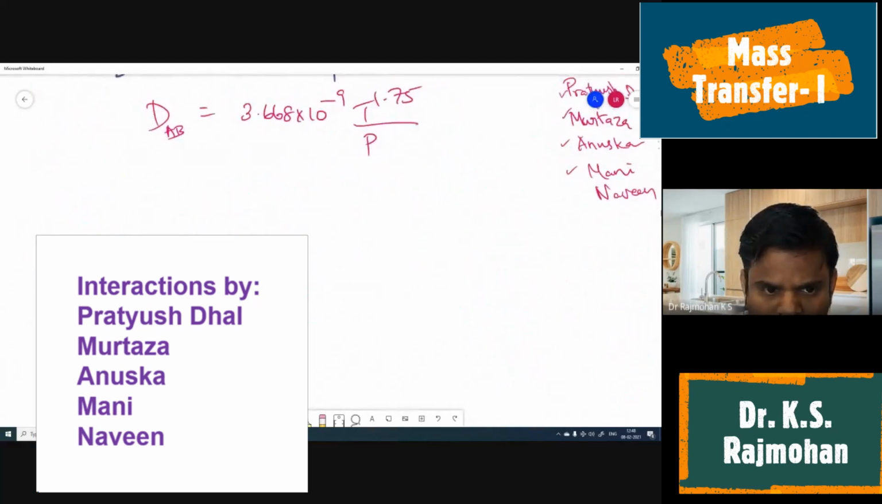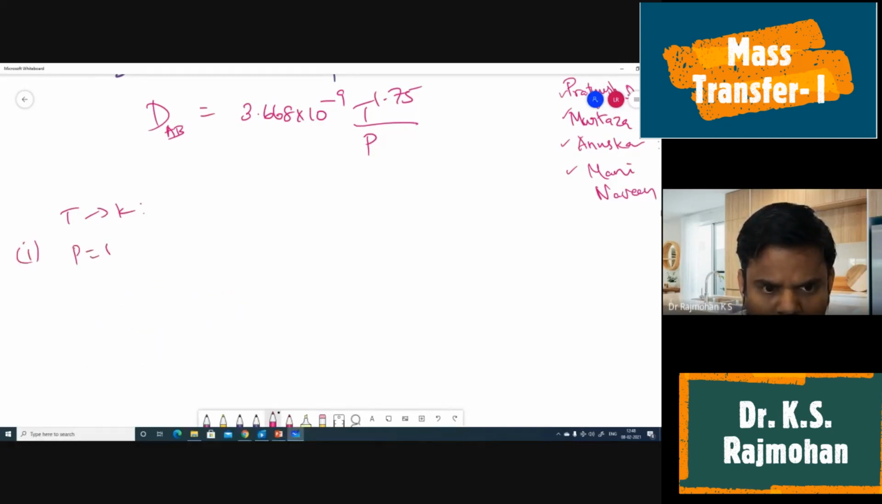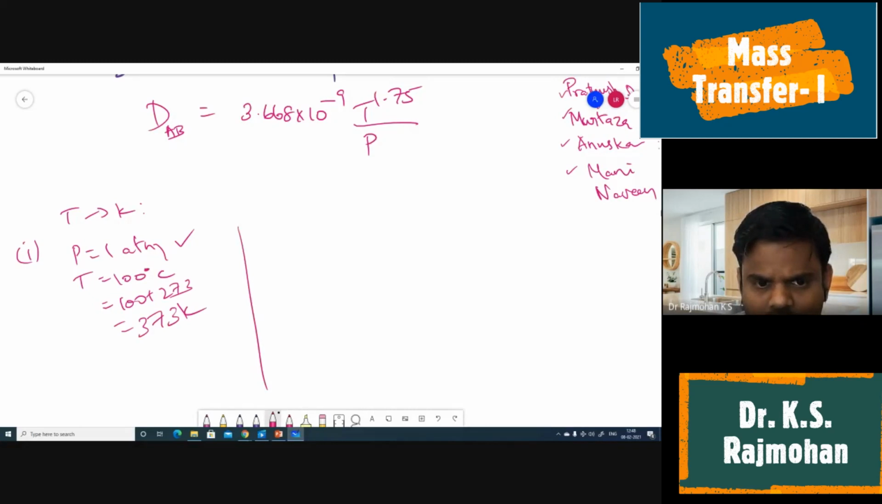So first case, remember temperature should be in Kelvin. That is the only thing we have to take care. Other than that, it is given P equal to 1 atmosphere. We have to substitute as it is. Temperature is 100 degrees Celsius, which is 100 plus 273, 373 Kelvin. Okay. So first case you substitute. Second case, pressure is 2 atmosphere. T is same, 373 Kelvin.